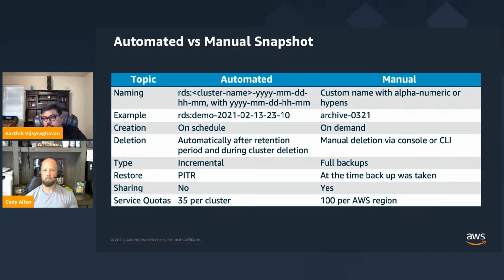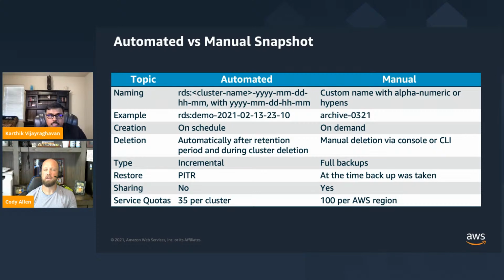And when it comes to sharing, you cannot share an automated snapshot. So I was talking about copying to another region and sharing, and sharing can be done only with manual snapshots. And you can have about 35 automated snapshots per cluster because the maximum retention period is 35 days, one per day, that is 35. And manual snapshots, about 100 per AWS region.